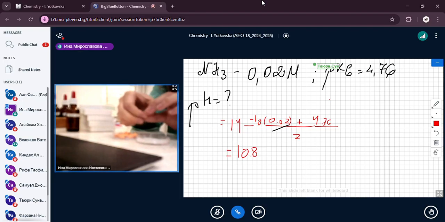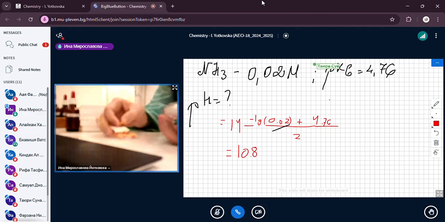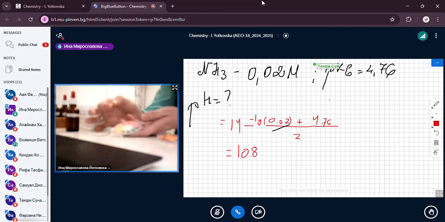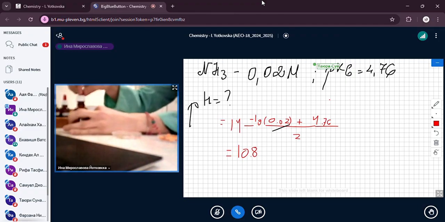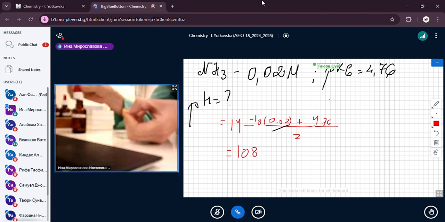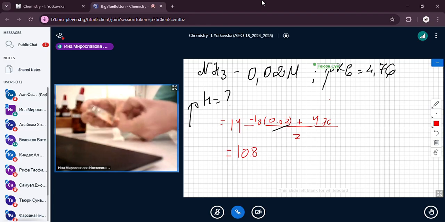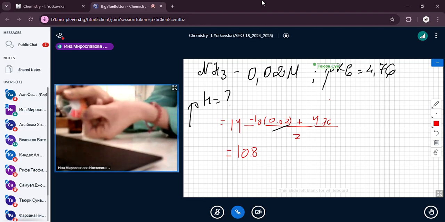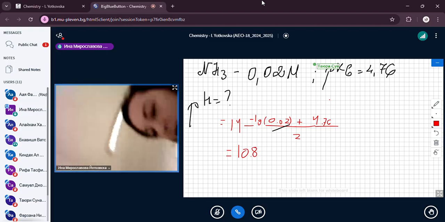For example, for the universal indicators, the papers which I will use, I will put one very small drop from the solution onto my litmus paper and see it change its color immediately. And now I check according to this one. It's not possible to see with that awful camera.